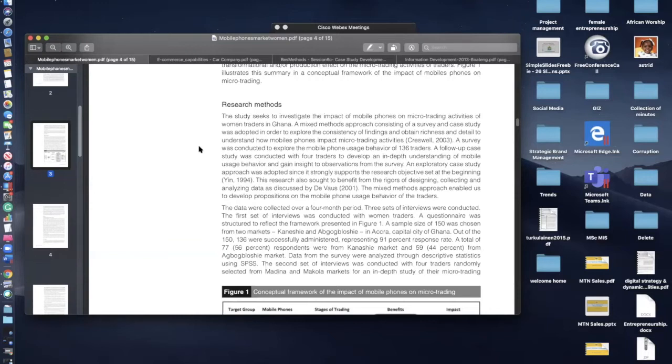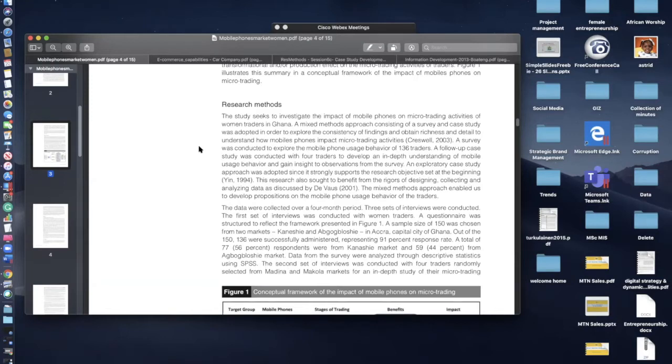That's number one. Number two, a survey was conducted to explore the mobile phone usage behavior of 136 traders. So now I'm giving the reason why I did a survey. A follow-up case study was conducted with 4 traders to develop an in-depth understanding of mobile phone usage and mobile phone user behavior and gain insight into observations from the survey. An exploratory case study approach was adopted, since it strongly supports the research objective at the beginning. Okay. So now you are realizing what I'm trying to point out here.